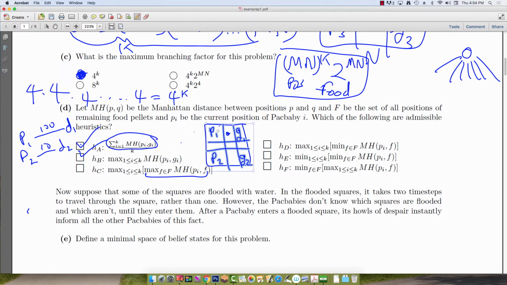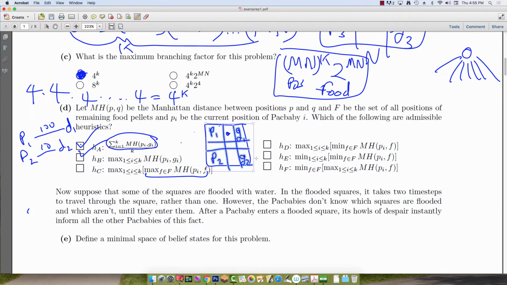And then we're going to take a max over that. So basically, again, P1 is going to find the closest food, which is this. P2 is going to find the closest food, which is also that. And then we're going to take the biggest out of that. So again, the heuristic here would be 3. However, we can solve this game in 2 steps. So this, again, is not admissible.